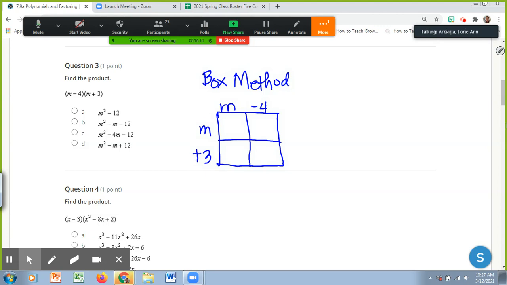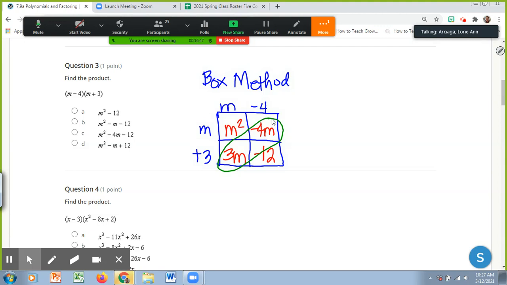Okay, all right, so now we're going to multiply these together. M times M is M squared. And then negative 4 times M is negative 4M. And then M times 3 is positive 3M. And negative 4 times 3 is negative 12. But see, you have to combine like terms. Yeah? Okay, so now can you help me find the answer among A, B, C, or D?